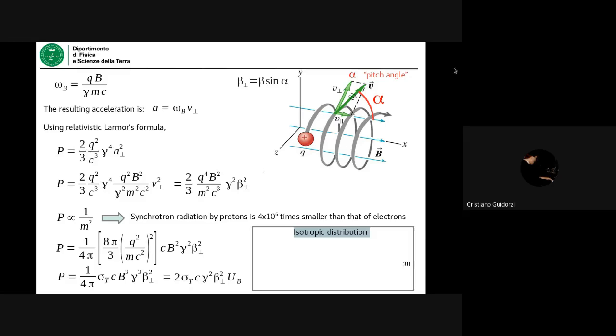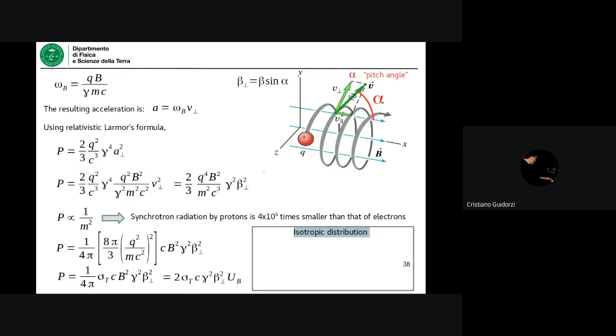So if you work out the average power emitted, of course, if you have an electron which is traveling parallel to the magnetic field, it is not accelerating. So in that case, you have no synchrotron emission at all. And indeed, if alpha is 0, the power is 0. While of course the maximum case will be when it is moving exactly perpendicular to the magnetic field lines.